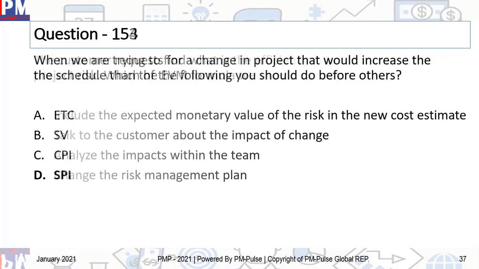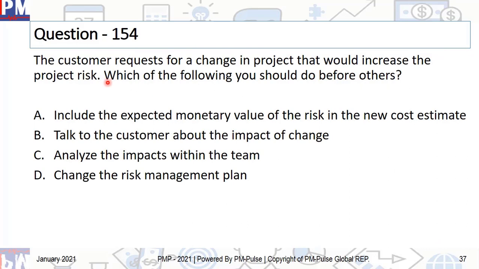All right, let's move on to question number 154. The customer requests a change in the project that would increase the project risk. Which of the following should you do before others? A. Include the expected monetary value of the risk in the new cost estimate. B. Talk to the customer about the impact of change. C. Analyze the impacts within the team. And D. Change the risk management plan.